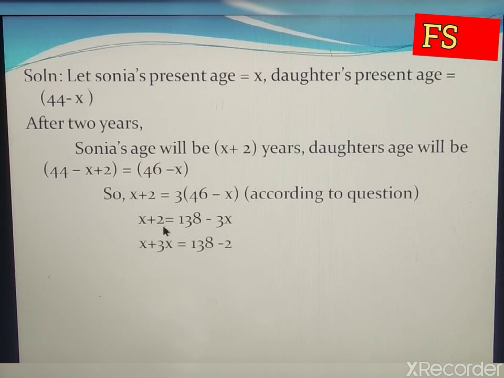So here again we'll be transposing. So x terms will be coming on one side. On the left hand side we are having x, then this minus 3x is also coming to this side. So it becomes plus 3x. So here we are having x plus 3x on the left hand side is equal to 138, and this plus 2 will become minus 2. So the final equation we are having is x plus 3x is equal to 138 minus 2.